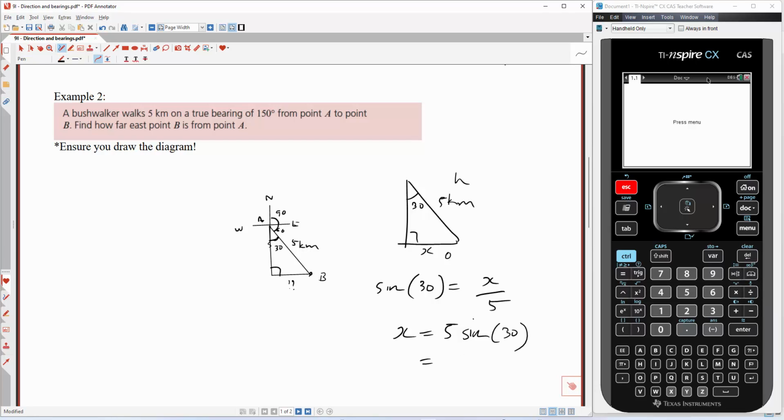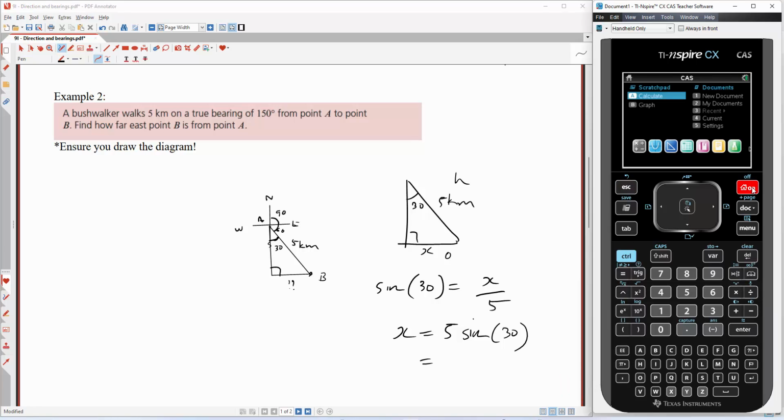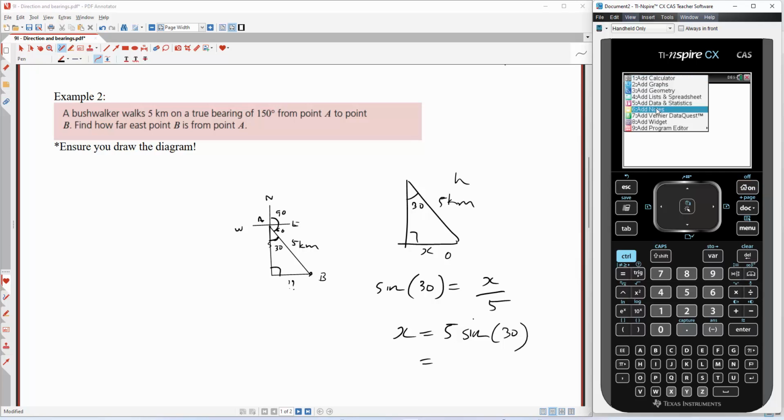Now I know that the sine of 30 is a half, but you should do this on the calculator. So I'll just show you. So we've got sine of 30, which is a half, and we're timesing that by 5. So 5 lots of a half is 5 on 2, or 2.5. So let's write that as a decimal, 2.5. And let's have a look. The unit is kilometers, so it's 2.5 kilometers.